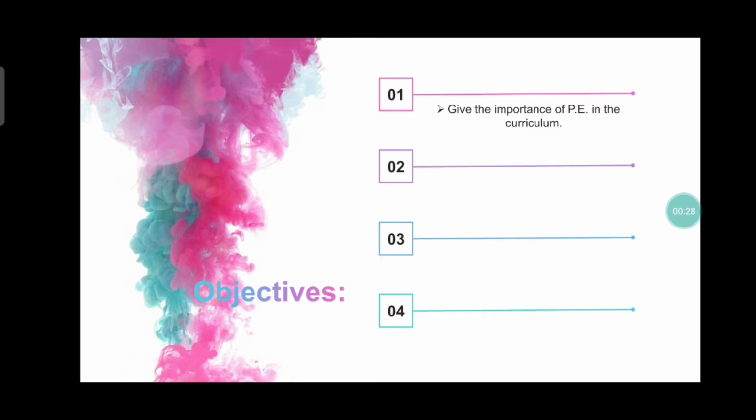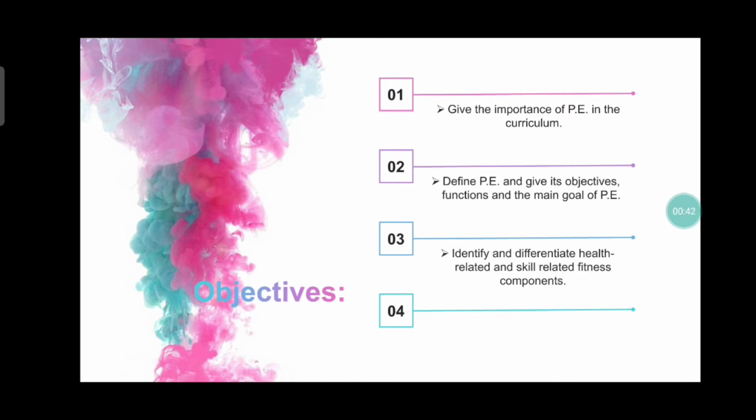Give the importance of physical education in curriculum, define physical education and give its objectives, functions, and main goal of physical education. Identify and differentiate health-related and skill-related fitness components. Perform the revised physical fitness and sports talent test.